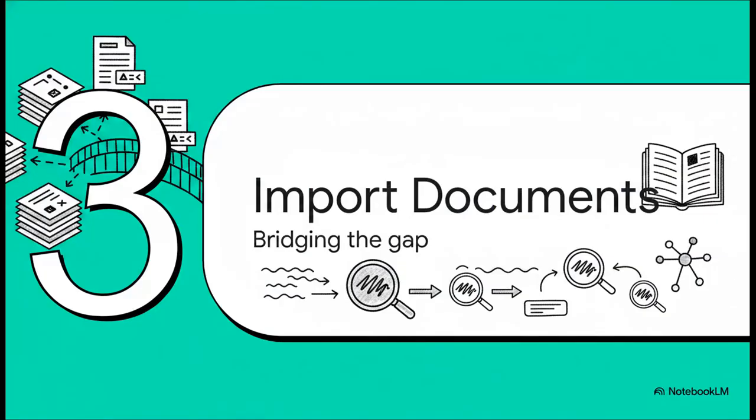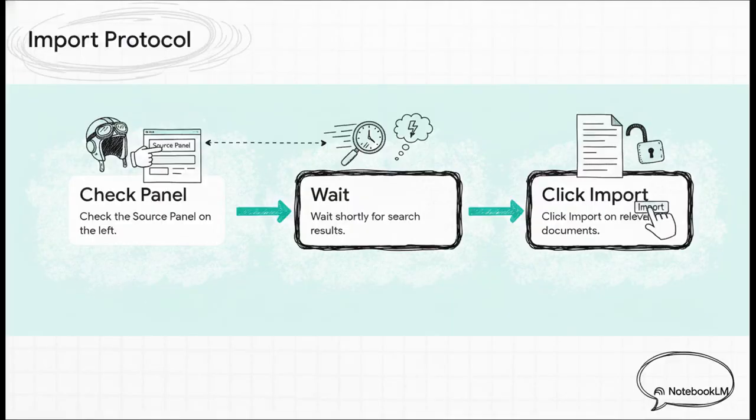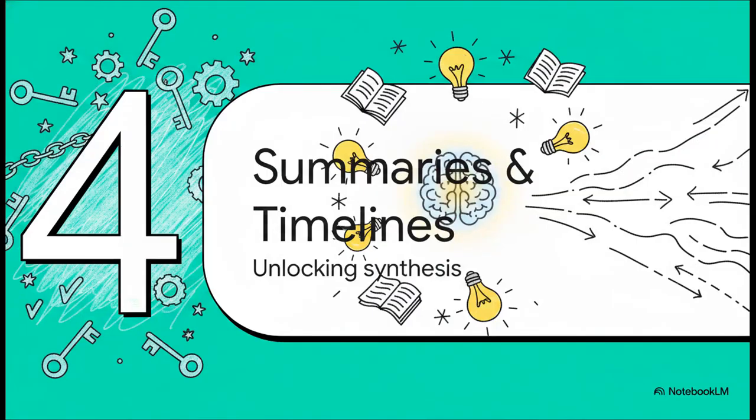Moving right along to step 3, importing your chosen documents. Because of that bottleneck we just talked about, you actually become the pilot here. It's a simple 3-step protocol. Step 1, you check the source panel on the left. Step 2, wait just a moment for those results to populate. And step 3, you manually click import on the relevant documents. The system is relying entirely on your human judgment to filter the signal from the noise before it takes another step.